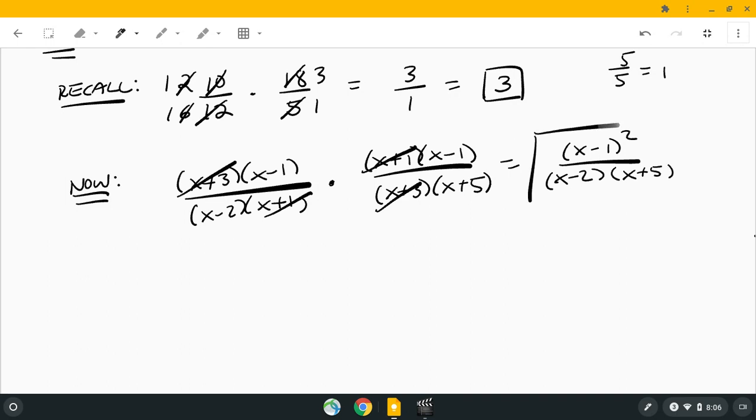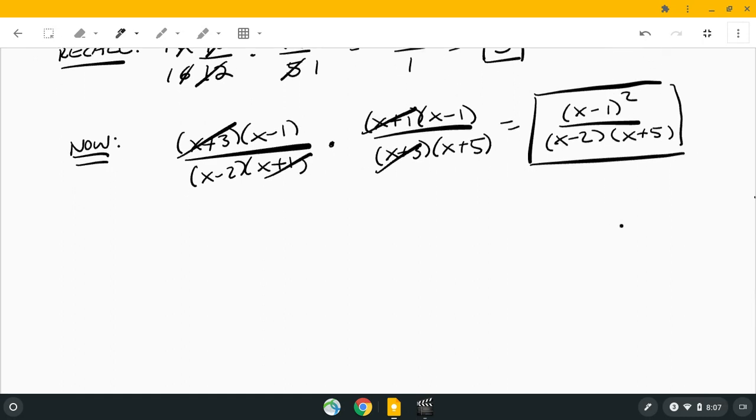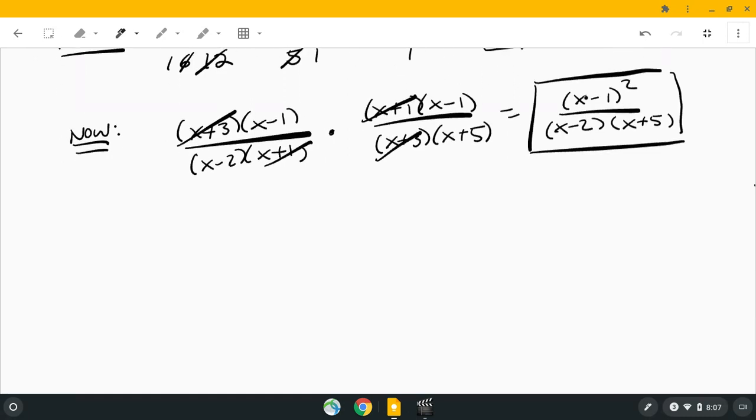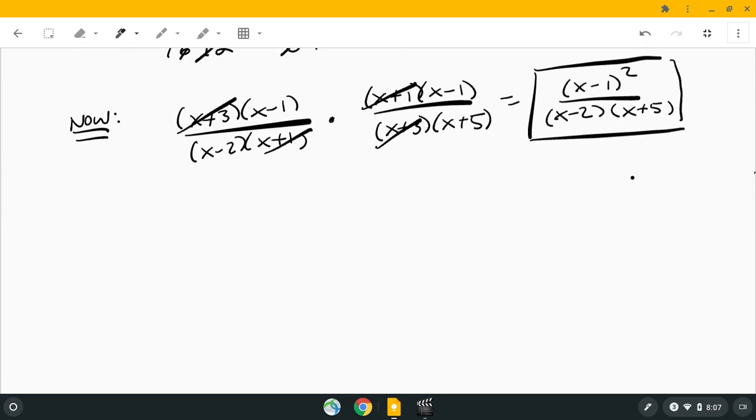To me, this would be fine if you wrote your answer like this. Your homework online might want you to multiply these out. So just be aware that if it doesn't take this answer, then you have to multiply it out.